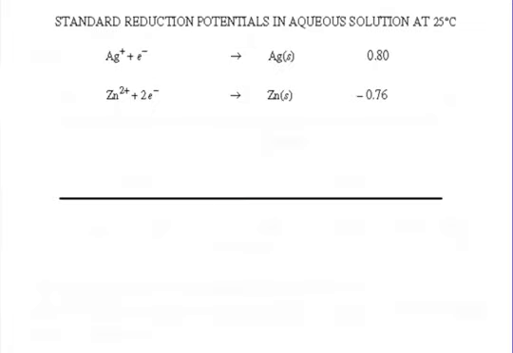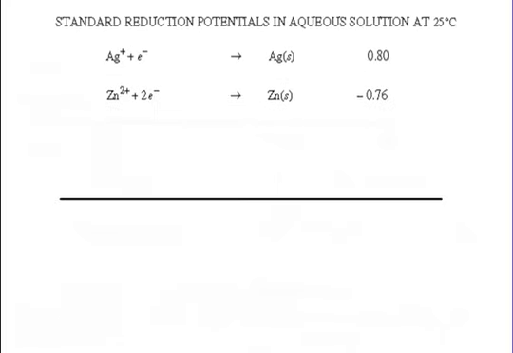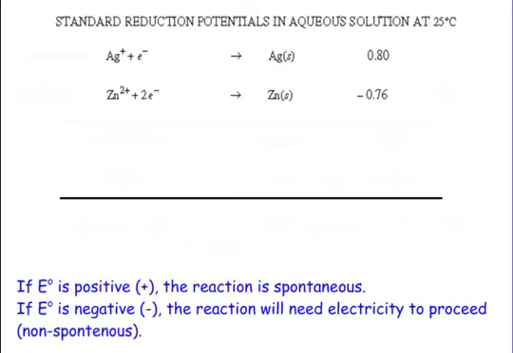When we go in, we find our two half reactions at 25 degrees Celsius. We see we have silver plus 1 plus an electron gives you silver, and that gives you an E, or a voltage, of 0.8 volts. And the other one is zinc plus 2 electrons gives you zinc solid, and that has an E of negative 0.76 volts. Now, something to keep in mind is if the overall E is positive, the reaction is spontaneous.